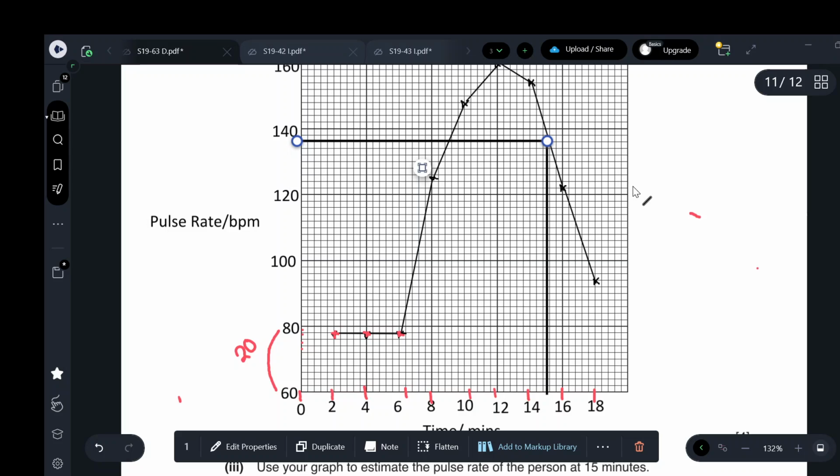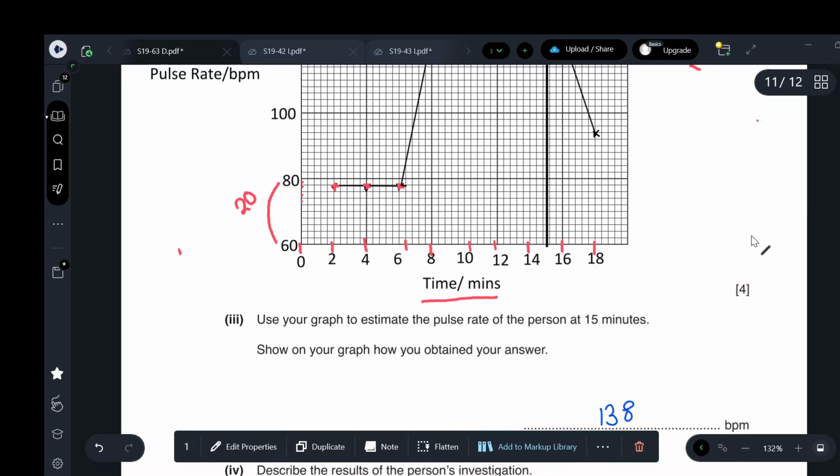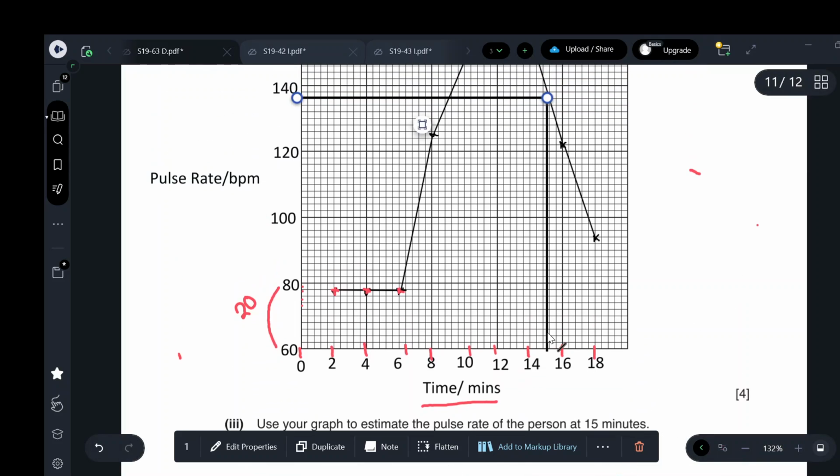For example, for me here, it's around 138 beats per minute. For your different graphs, this might be a slightly different number, 139, 140. It will still be correct if you read correctly from your graph. You just have to show him how you got the number.